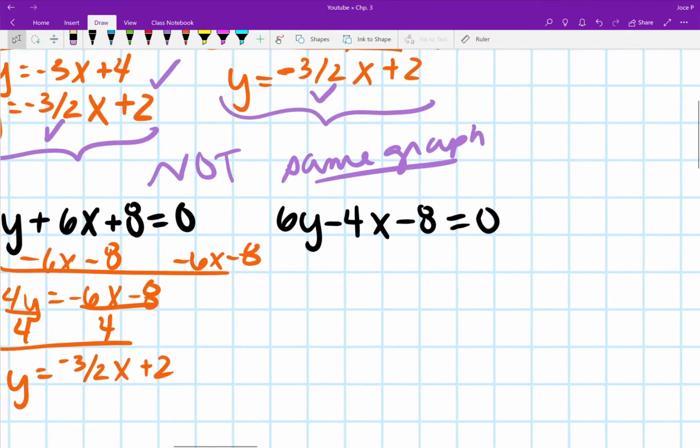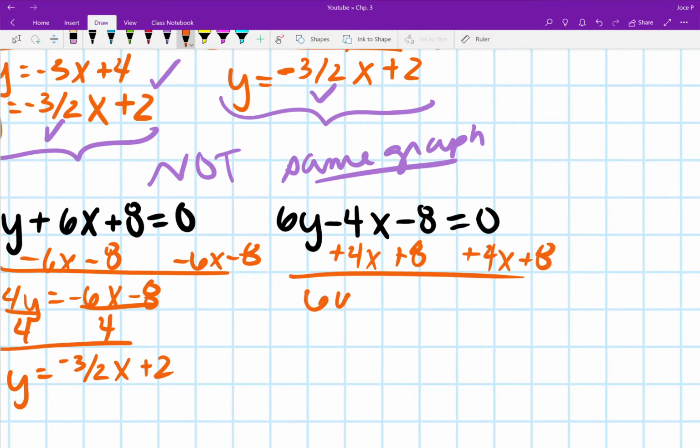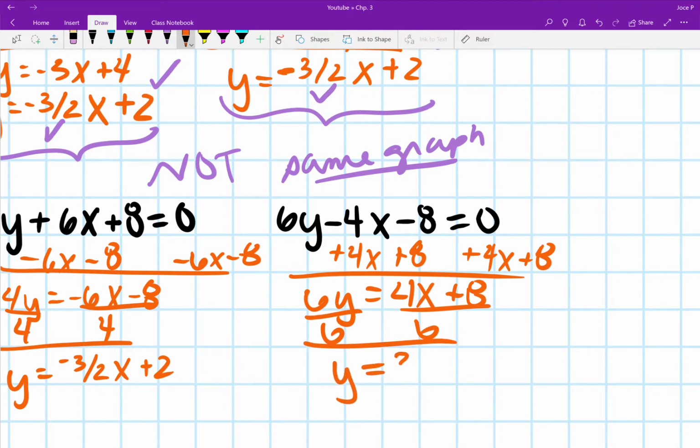Okay, now we're going to have to bring the 4x and the 8 over, plus 4x plus 8. 6y equals 4x plus 8, divided by 6, divided by 6. Y equals 2/3 x plus 8 over 6, which is 2/4.